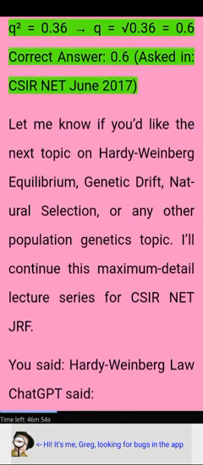q squared equals 0.36. Therefore, q equals the square root of 0.36, which equals 0.6. Correct answer: 0.6. Asked in CSIR NET June 2017.